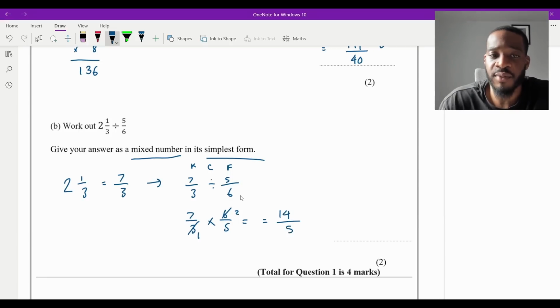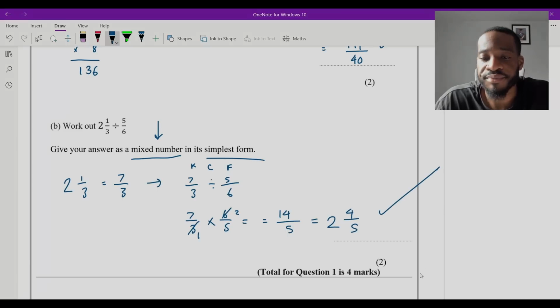So it's 14/5, but remember, mixed number here. Don't lose that mark. How many times does 5 go into 14? It goes in twice with a remainder of 4. So therefore, it's just 2 and 4/5. And that's question one finished.